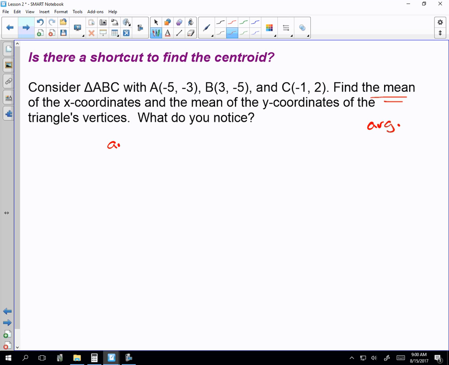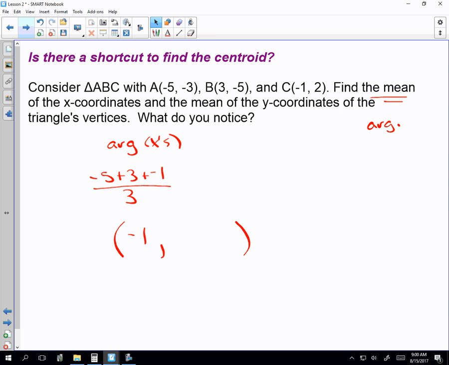So first thing we have to do is find the average of the x's. -5 plus 3 plus -1. We've got 3 parts, so we have to divide by 3. So we have -5 plus 3, -2. -2 plus -1 is -3. -3 divided by 3 is -1. Okay, so there's the center of those 3 x's.